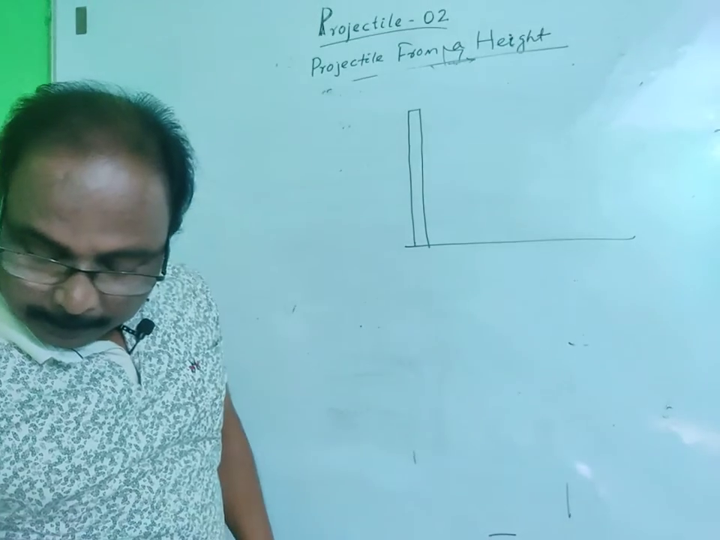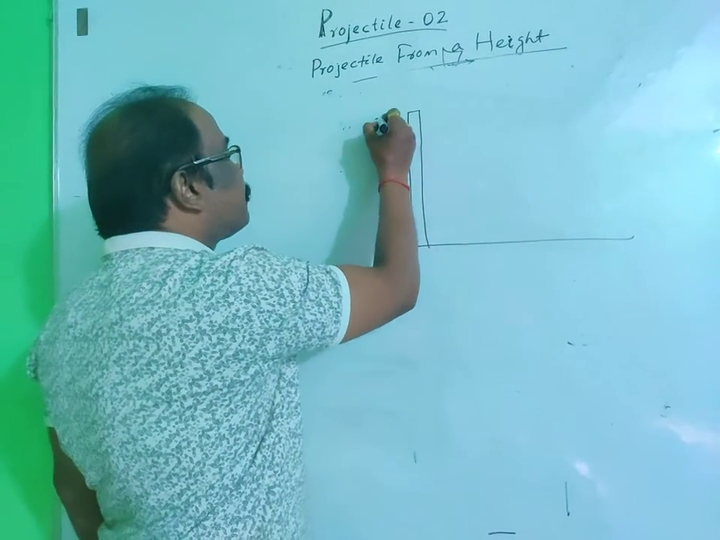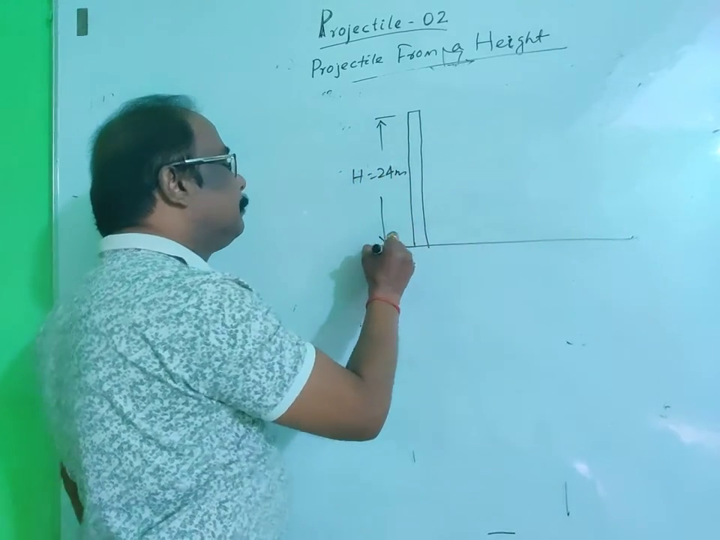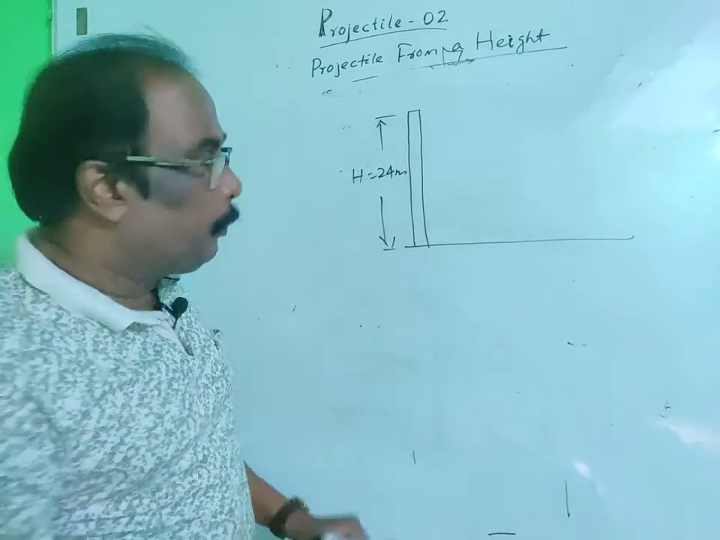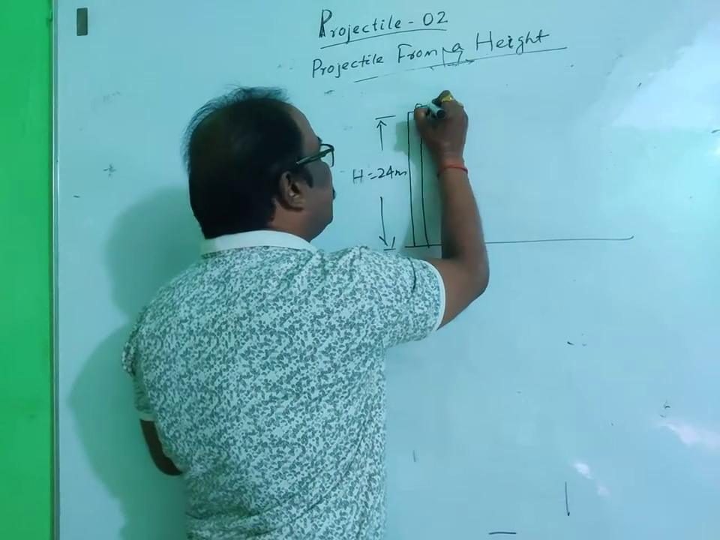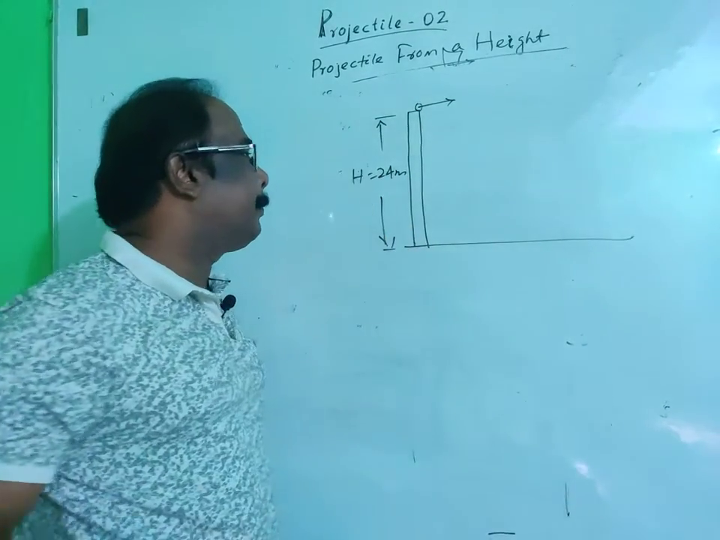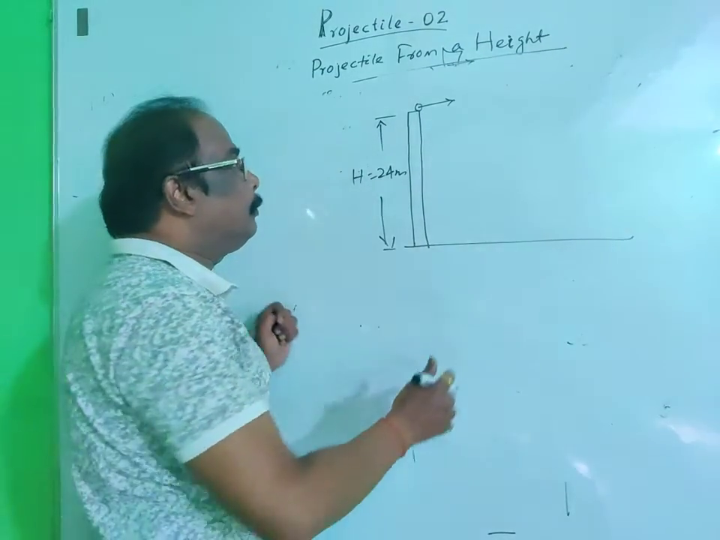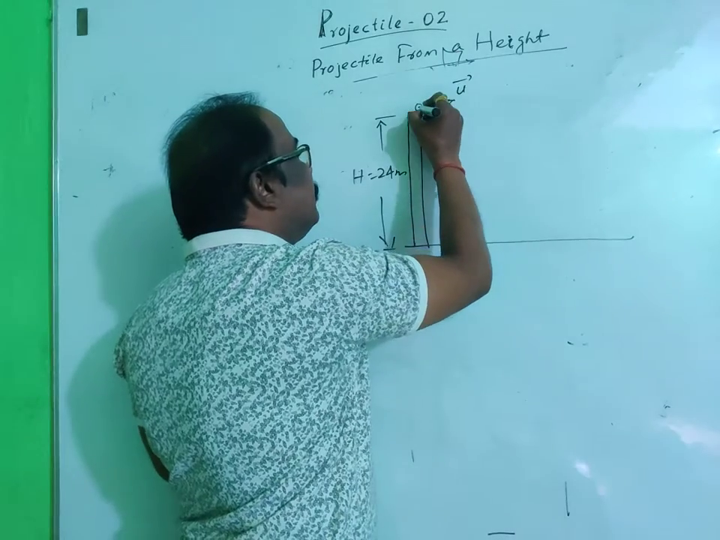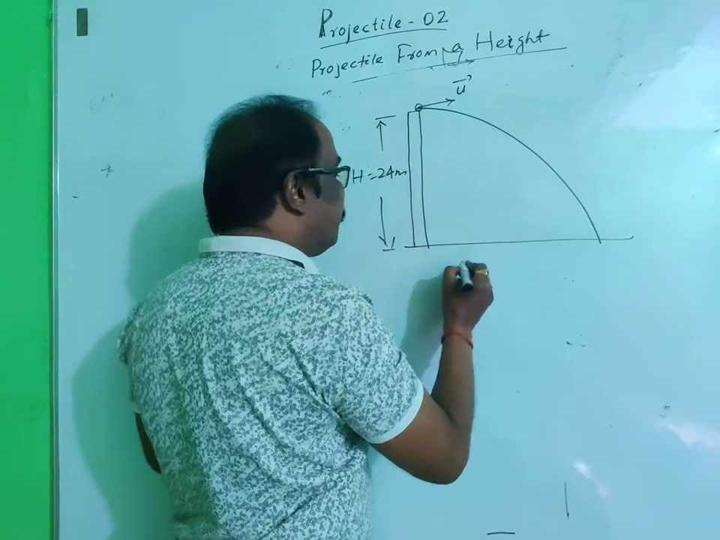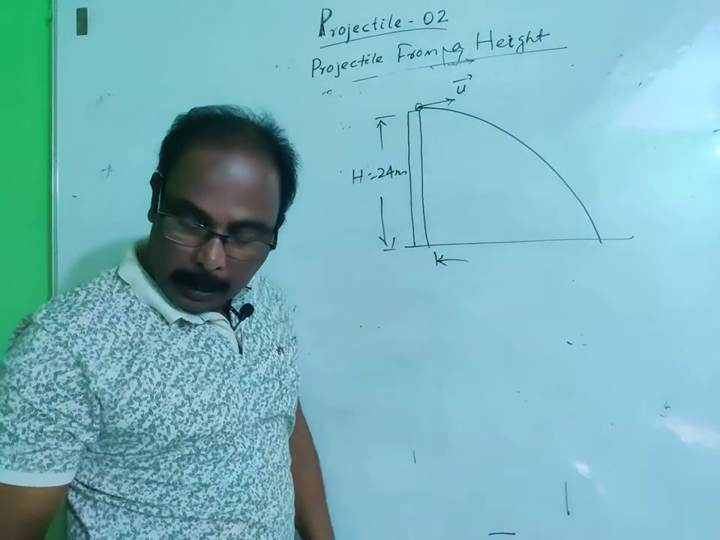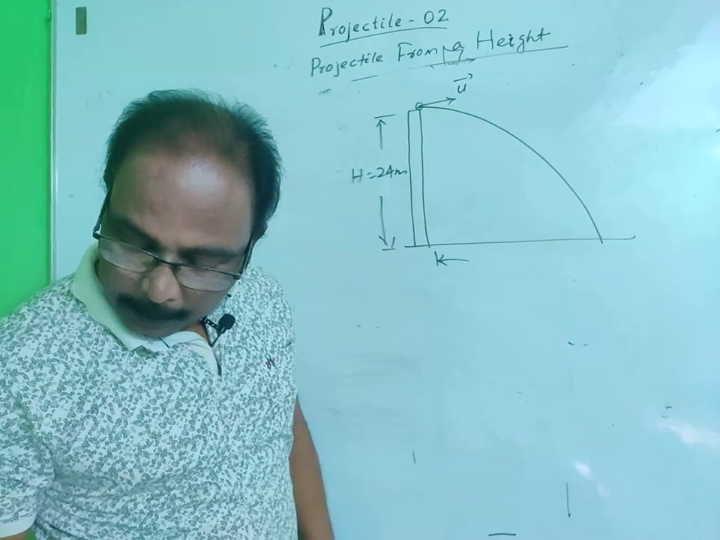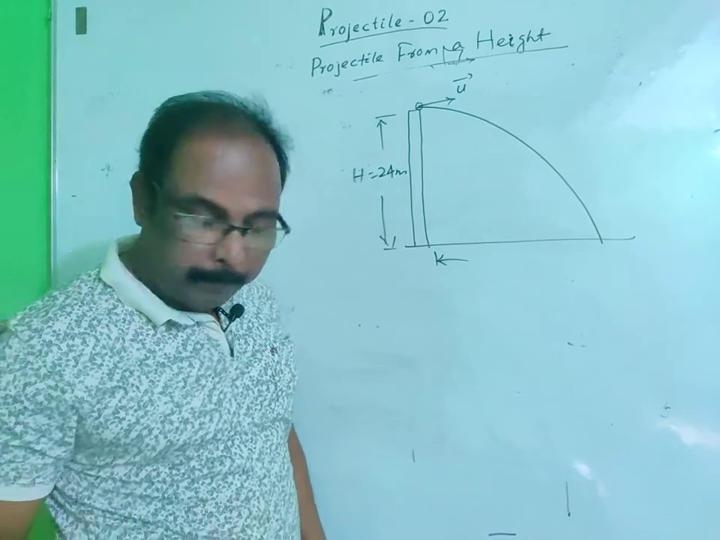It is given that the height of the tower is h, 24 meter. A stone is thrown horizontally from the top of a tower, 24 meter high, and hits the ground. Let the velocity of projection be u. It hits the ground at a distance of 18 meter from the foot of the tower.